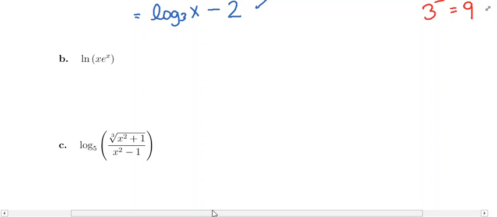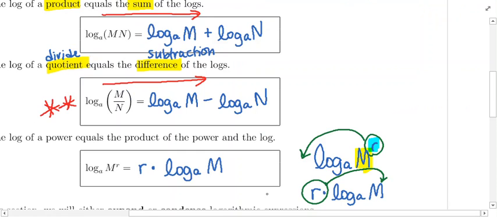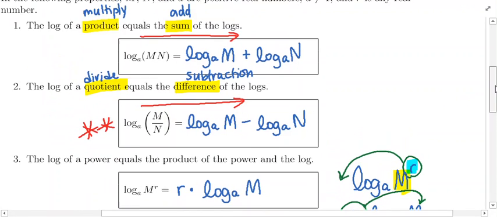You have to ask yourself, do I have the logarithm of something times something? Do I have the logarithm of something divided by something? Or do I have the logarithm of something to a power? When you look at this, this is the logarithm of something times something. Inside the parentheses, we are multiplying the quantities x and e to the x. So if we're expanding it, we're going to have to use property 1.